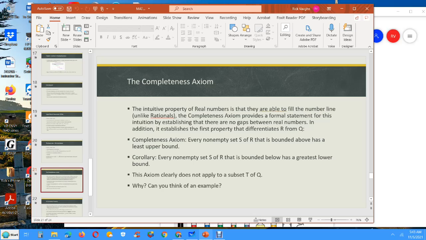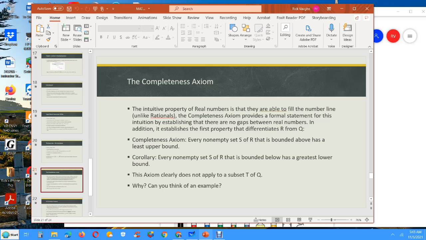And then, this doesn't necessarily apply to a subset of the rational numbers. You can only do this on the real numbers. This completeness axiom applies to the real numbers, but does not apply to the rational numbers. And the question is, why? All right, so this is up to you to think about.